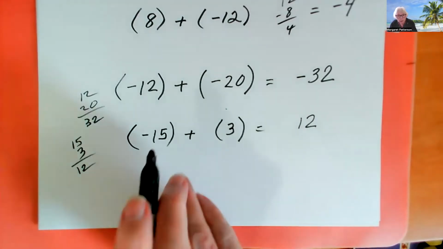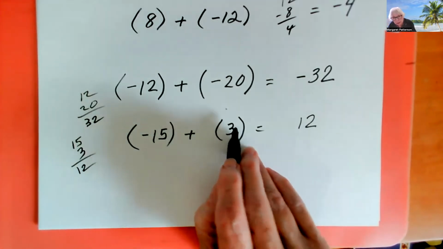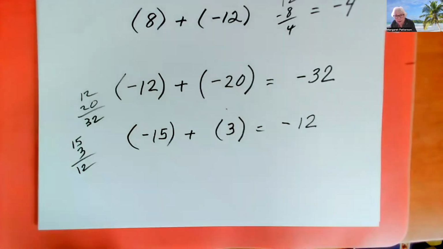It's almost like a tug of war. The negatives have 15, the positives have only 3. The negatives win in this particular case. Does that make sense? With any luck?